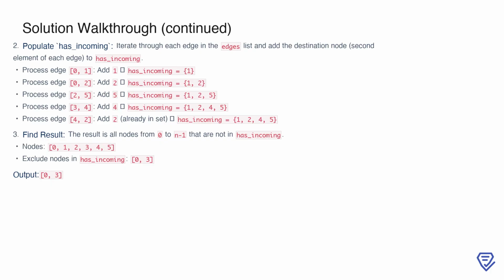Now, to find the result, we look at all nodes from 0 to n-1 and exclude those in has_incoming. In this case, the nodes are 0, 1, 2, 3, 4, 5, and excluding 1, 2, 4, 5 leaves us with [0, 3], which is the output.